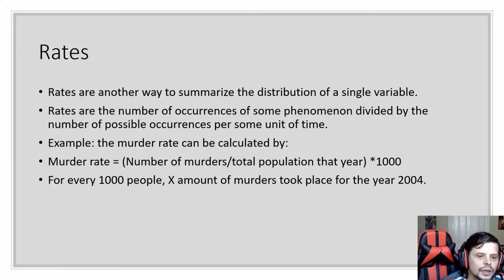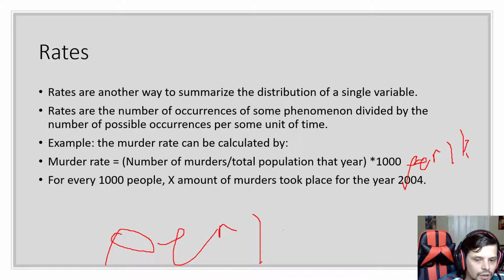Rates. In order to calculate the rate, you need to have the number of murders divided by the total population that year times 1,000. This is per 1,000, right? It's per 1K. Now, if you're getting a rate per 100,000, then instead of multiplying by 1,000 here, you would have to multiply by 100,000. So now we have that.